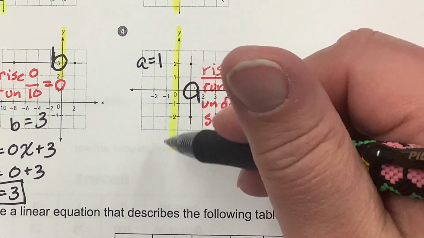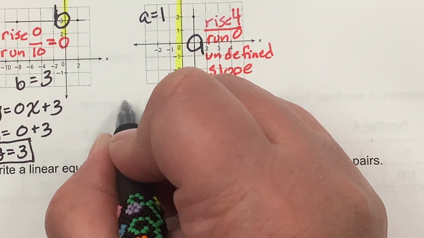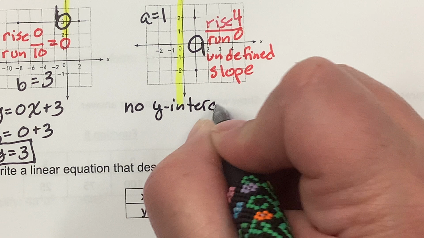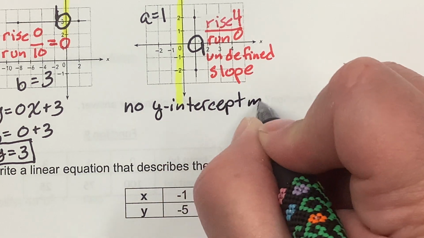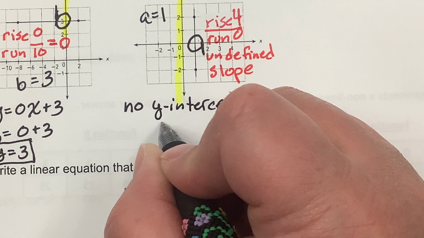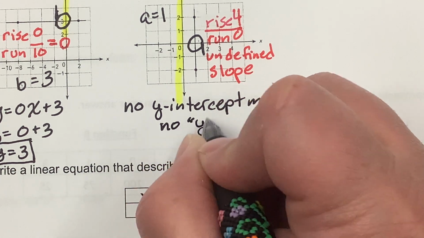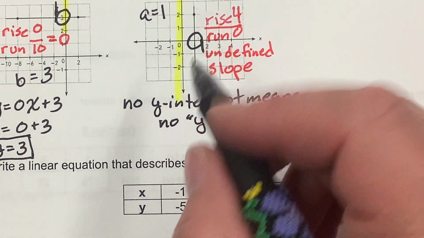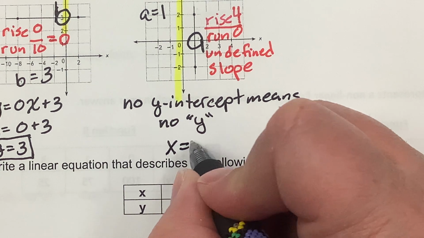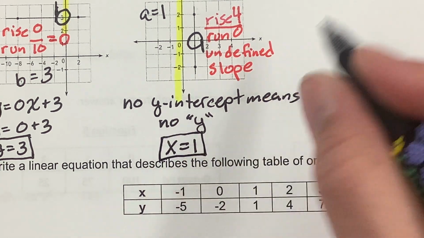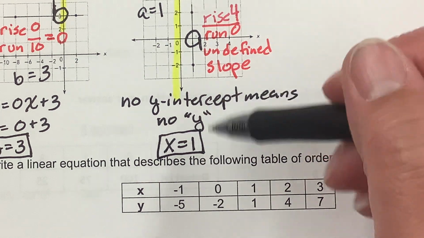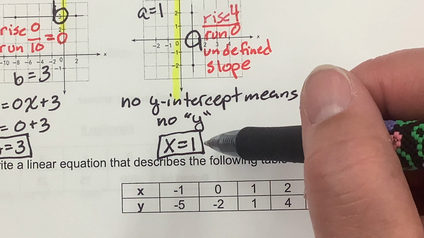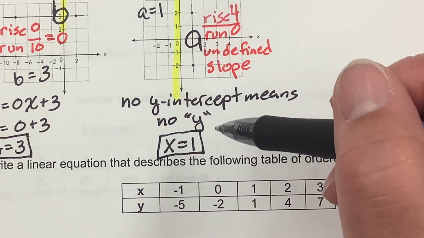Well, there's no y-intercept. I'm going to write this down for you. No y-intercept means no y in the equation. No y-intercept means no y. So this is going to be x equals 1. So when the slope is undefined, when it's a straight up and down line, you've got to see where it intersects x, and that's going to be your equation. X equals, in this case, 1.